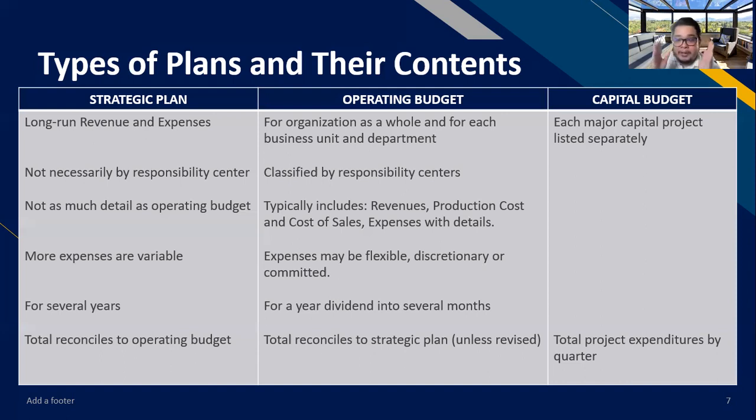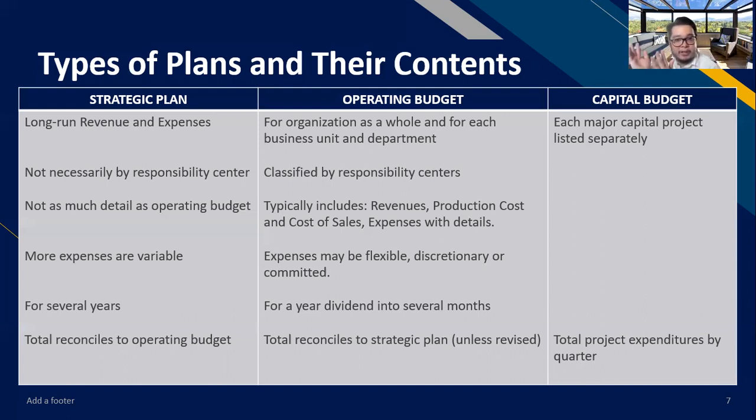Okay. An operating budget, on the other hand, is for the organization as a whole and for each business unit and department. Okay? Dapat bawat department may sariling budget. Right? Because otherwise, they won't know the extent of resources that they have. No? It's classified by responsibility centers and it has the details of revenues and expenses. Okay? If it's for the whole year, it may be divided into several months, you know, and it is a calibration of the strategic plan.